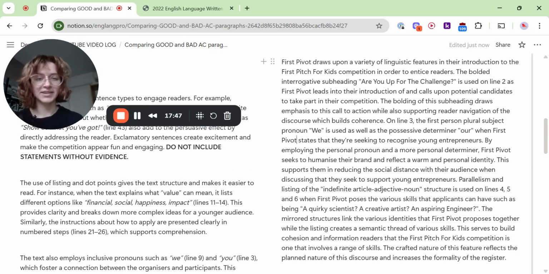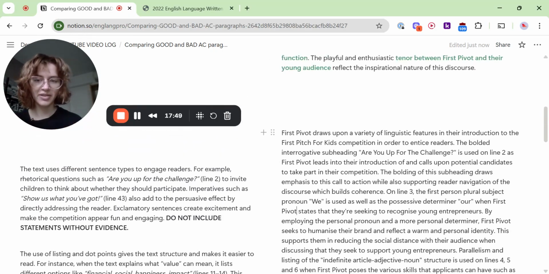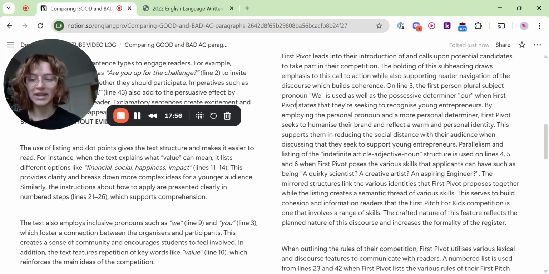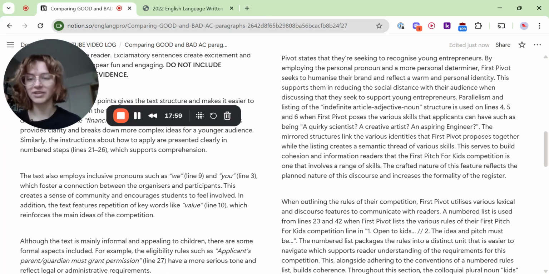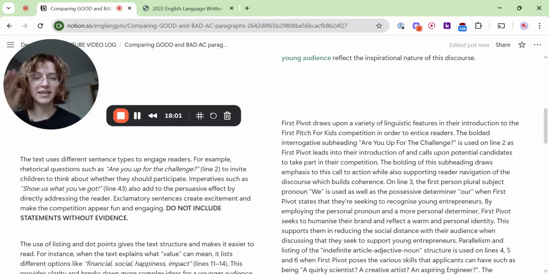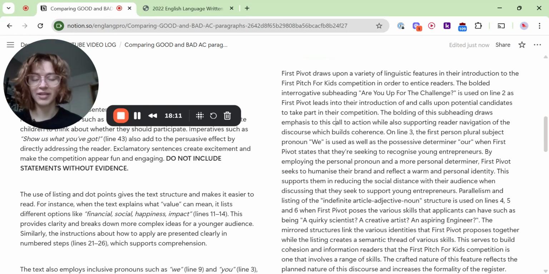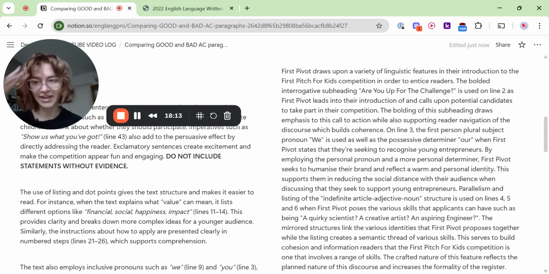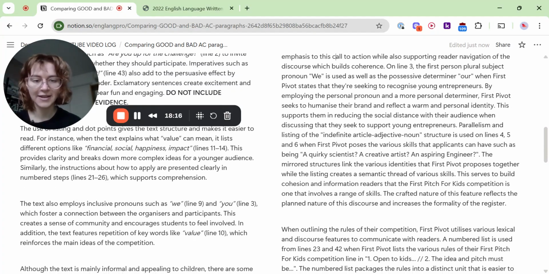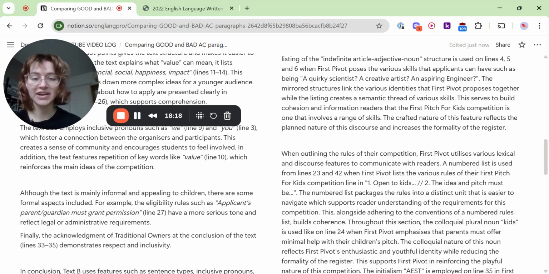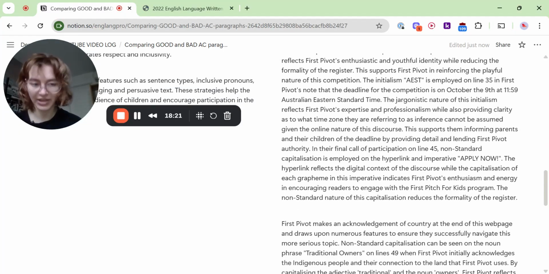And you'll find that this is the same. When you compare this side with their intro sentences, it's always starting with the actual feature. The text uses different sentence types, or listing and dot points, or the text employs inclusive pronouns. And I think that a better way to start your sentences is something like, First Pivot draws upon a variety of linguistic features in order to, so the function or the purpose of that feature before going into it. So it's a bit more of an introductory sentence. When outlining the rules, they use various lexical and discourse features to communicate.